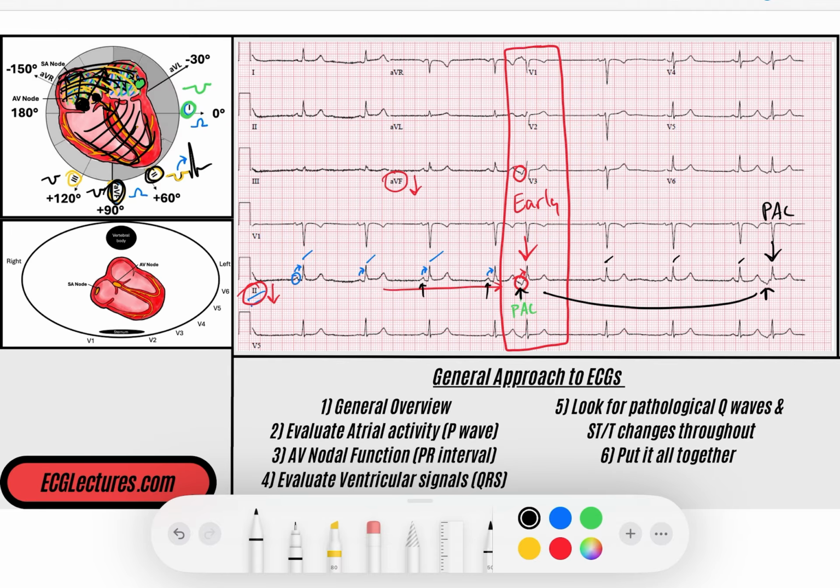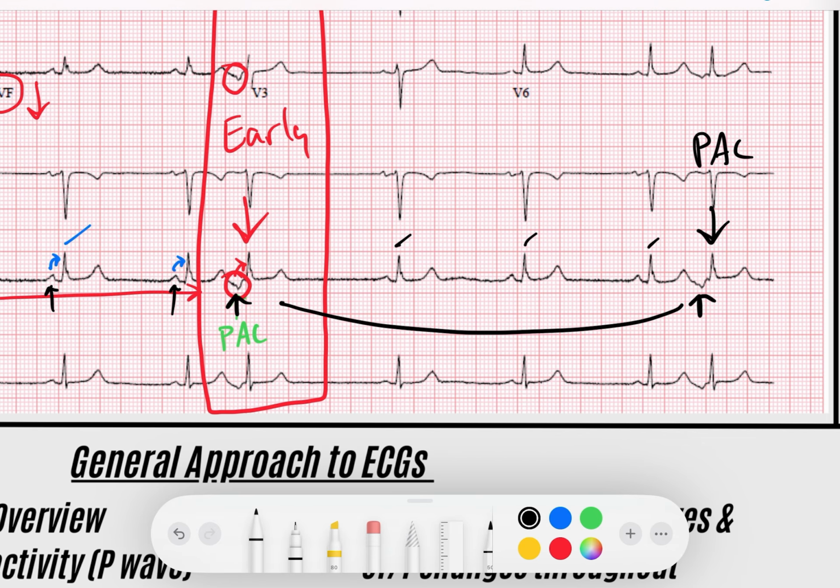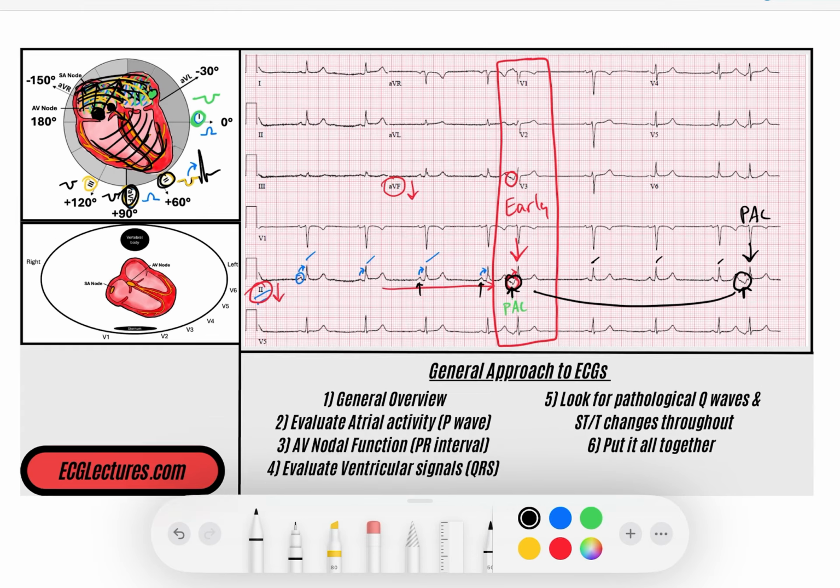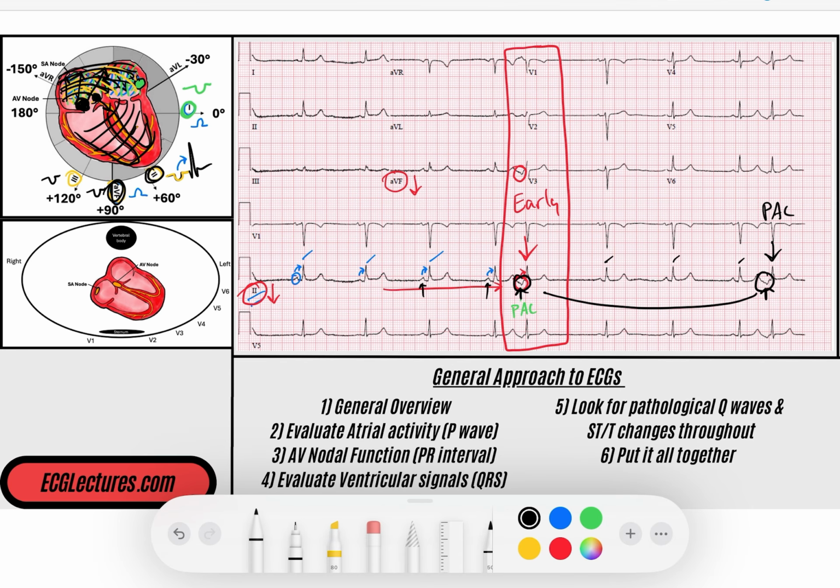So long story short, and the reason why I made this video is for you to recognize that you can actually look at the morphology of a PAC and map it out to where in the atria it's coming from, right? And it can be very helpful. If you see a recurrence, like you see here, you might think maybe there's a focus within the atria that is acting up and might need to see an electrophysiologist.